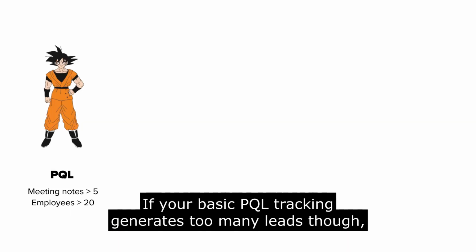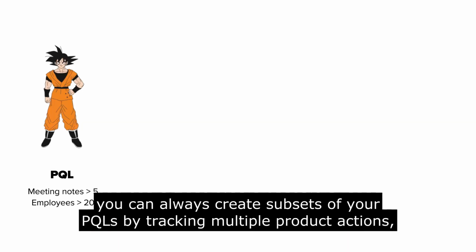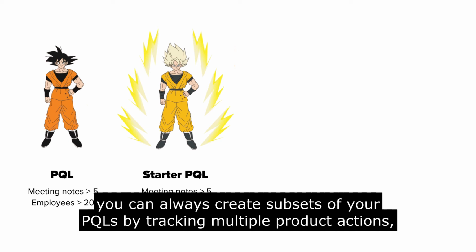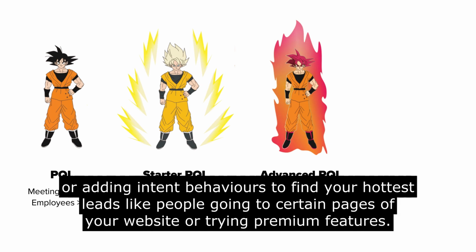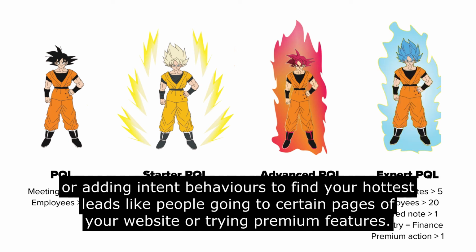If your basic PQL tracking generates too many leads though, you can always create subsets of your PQLs by tracking multiple product actions, duplicating your PQLs with different firmographics, or adding intent behaviors to find your hottest leads, like people going to certain pages of your website or trying premium features.